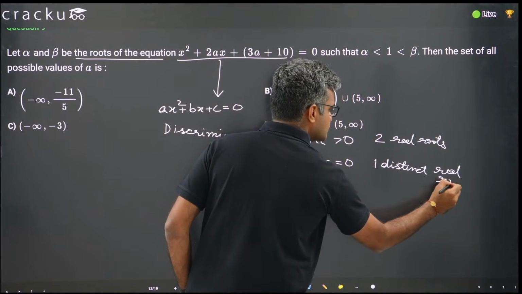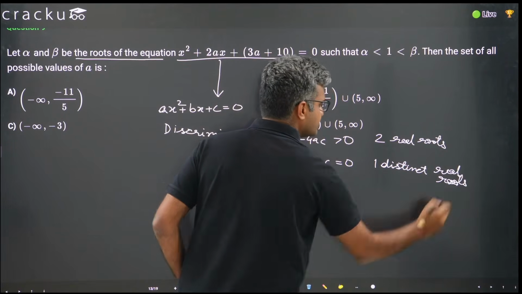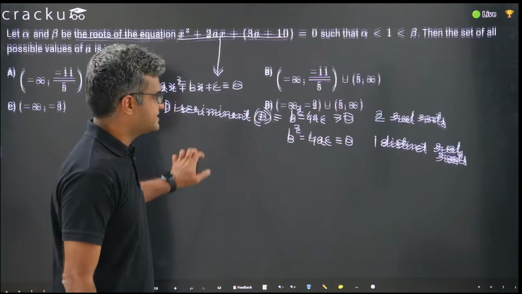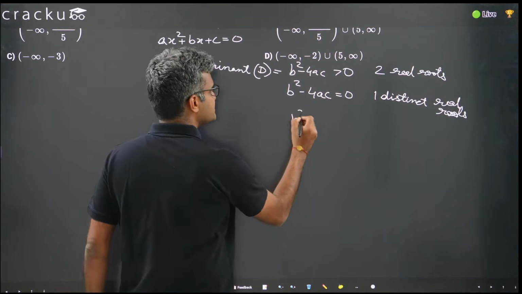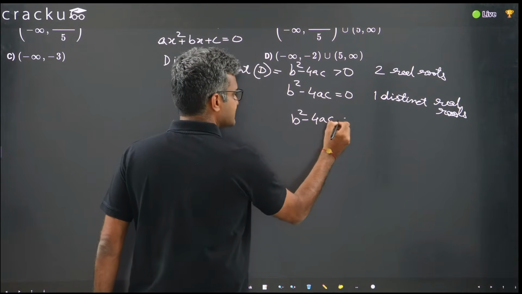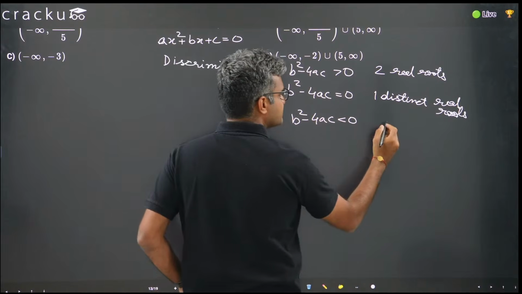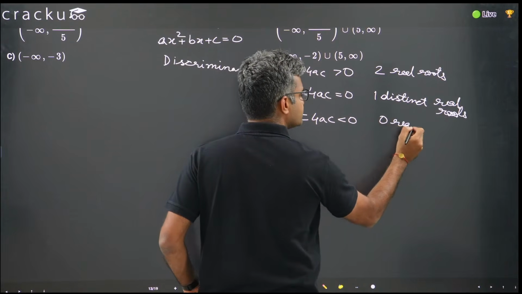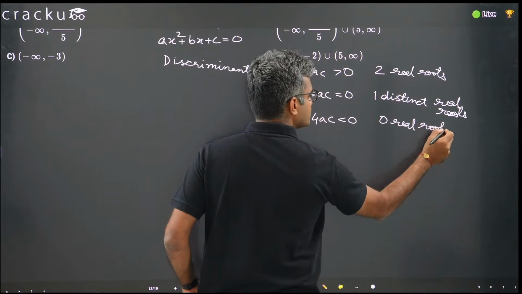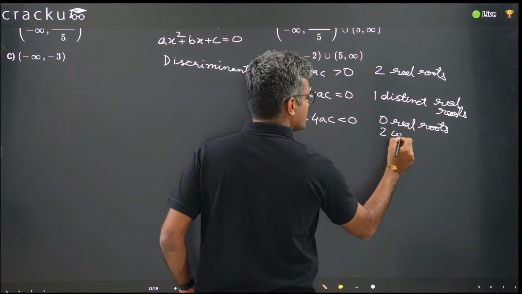Whenever you are told that the roots are the same or something like that, it would mean that b square minus 4ac is equal to 0. If b square minus 4ac is less than 0, the quadratic equation will have 0 real roots. That is, both the roots will be complex.